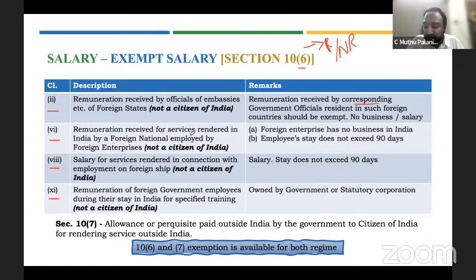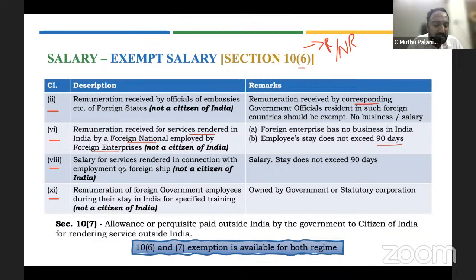Then, remuneration for services rendered by a foreign national employed by a foreign enterprise. The foreign enterprise has no business in India, and an employee is sent here and is paid remuneration. Such an employee is not a citizen of India. In all these four situations, the person is not a citizen of India and typically receives salary outside India. So this money is not taxable if the total number of days he has been in India is less than 90 days.